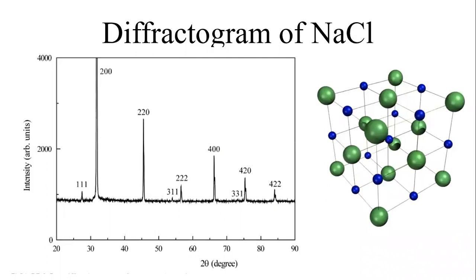This is a diffractogram for sodium chloride, your salt that you use in your tacos, in which you can see all the crystal planes that are characteristic of this salt. Okay, so every one of these are characteristic planes of the sodium chloride, as you can see here. And as you know, you can have different types of planes.